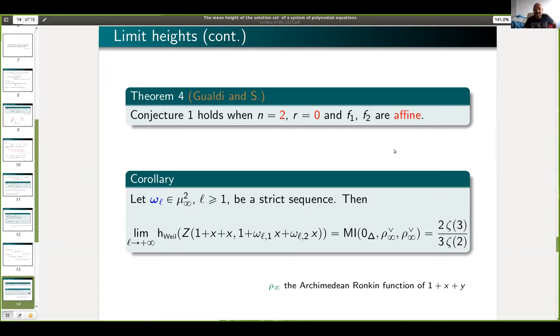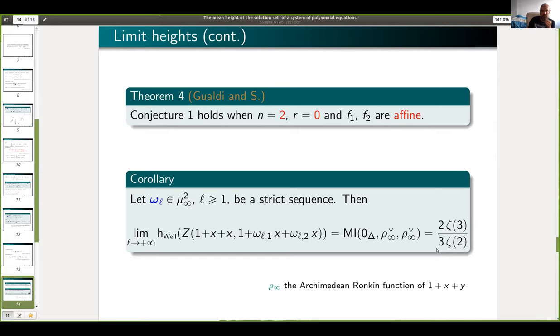So in particular, this has as a corollary the statement from the beginning. The Weil height of the zero set of this polynomial, this should be 1 plus x plus y. That is also a typo here, this is a y, and also here. And this twisted version of it converges to the mixed integral of the Archimedean part, because all the other contributions are zero, and then this can be computed in this case to this number.